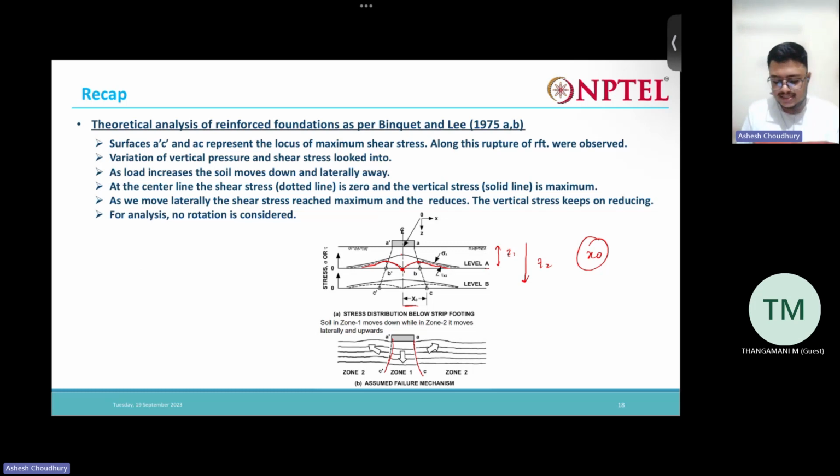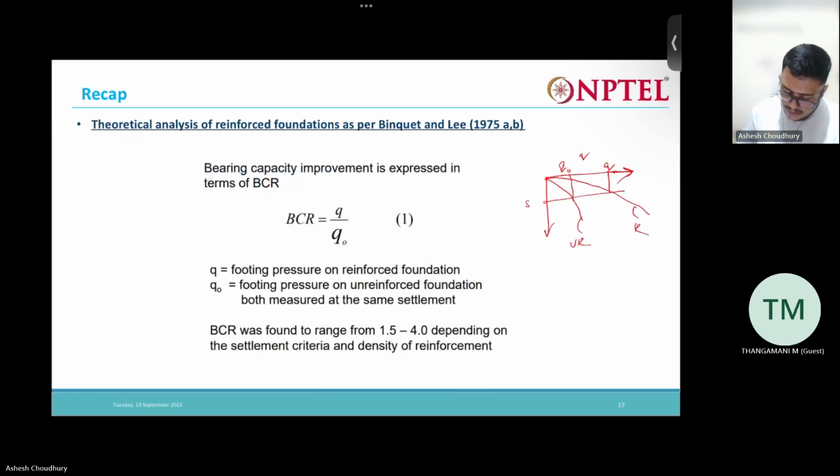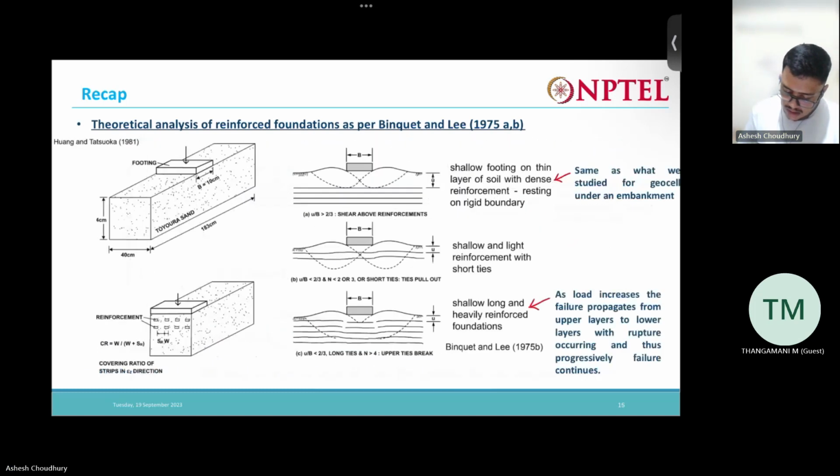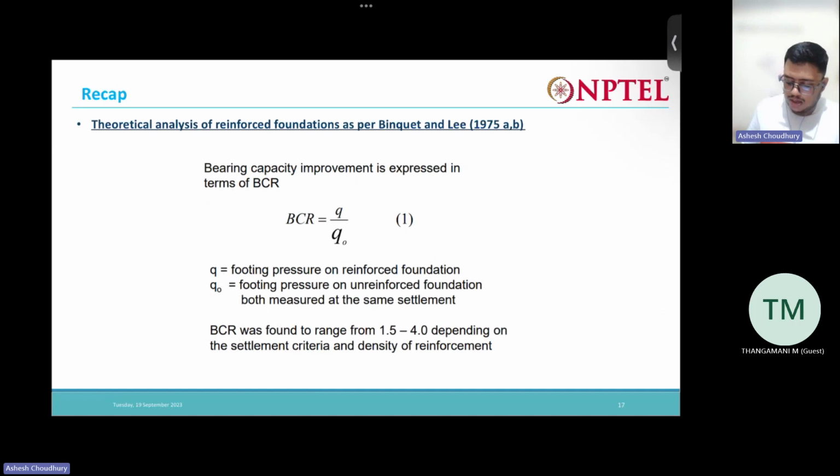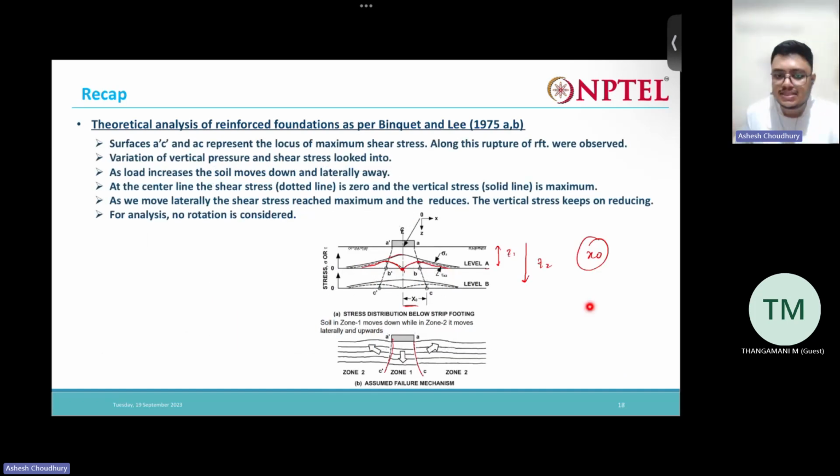So surfaces A dash, A prime, C prime, and AC represent the locus of the maximum shear stress along this rupture of reinforcement. So what happens, as I said before, is that this tie ruptures along this locus only, where the shear stresses are maximum. At those points, the tie actually ruptures or breaks. Okay.